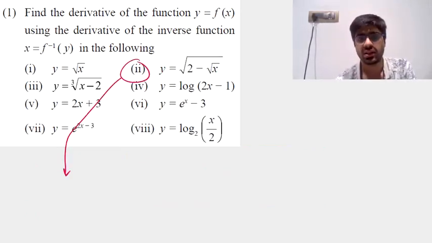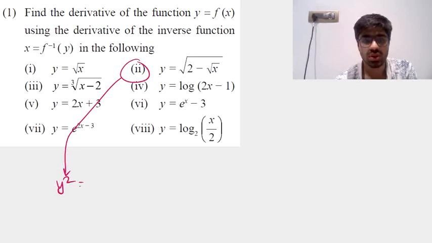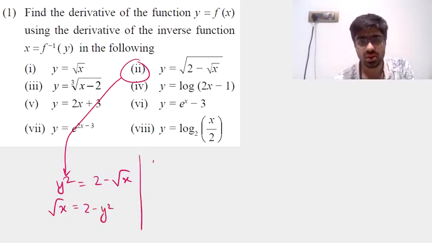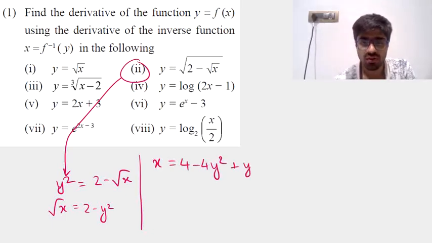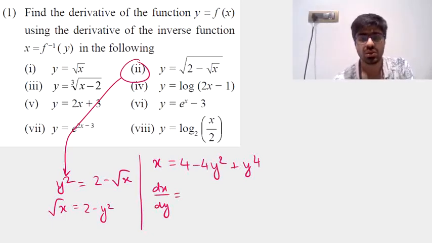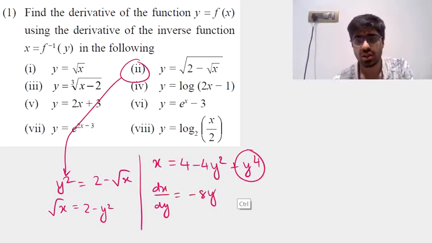We need x in terms of y. So take a square on both the sides. y square will be equal to 2 minus root x. Take root x on the other side. So you will have root x as 2 minus y square. And take a square again. So you will have x equals 4 minus 4y square plus y power 4. And now take a derivative on both sides with respect to y. So dx by dy will be 0 minus 8y plus 4y cube.